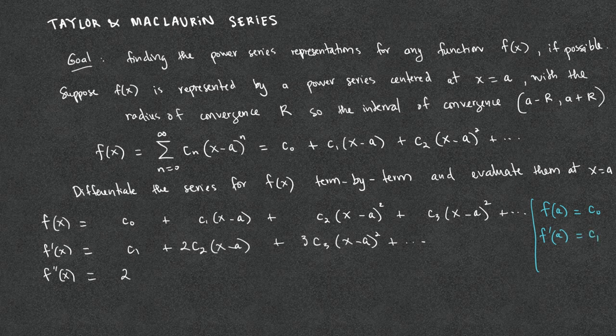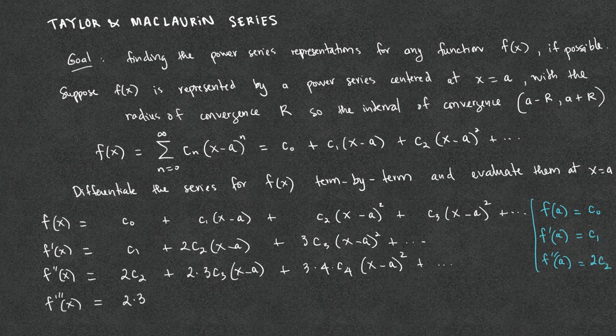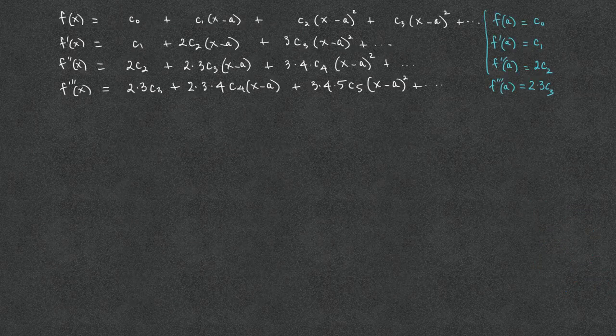Then the second derivative: the derivative of c sub 1 is 0. The derivative of 2 c sub 2 (x minus a) is 2 c sub 2, plus 2 times 3 c sub 3 (x minus a), plus so on. So f double prime of a is 2 c sub 2. f triple prime of x is 2 times 3 c sub 3 plus 3 times 4 times 2 times c sub 4 (x minus a), plus so on. f triple prime of a is therefore 2 times 3 c sub 3.